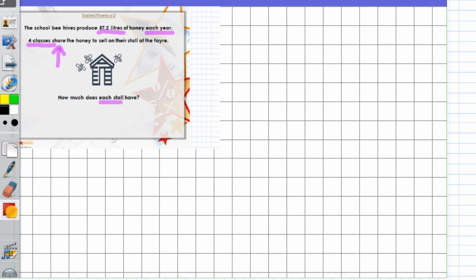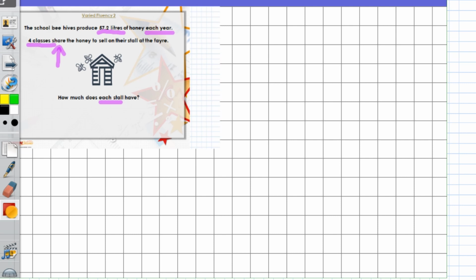So here's my problem again. The key information is 57.2 litres and it is 4 classes sharing the honey. So the key word here is sharing. That's telling us we're going to be dividing, and we want to know how much each stall will have.